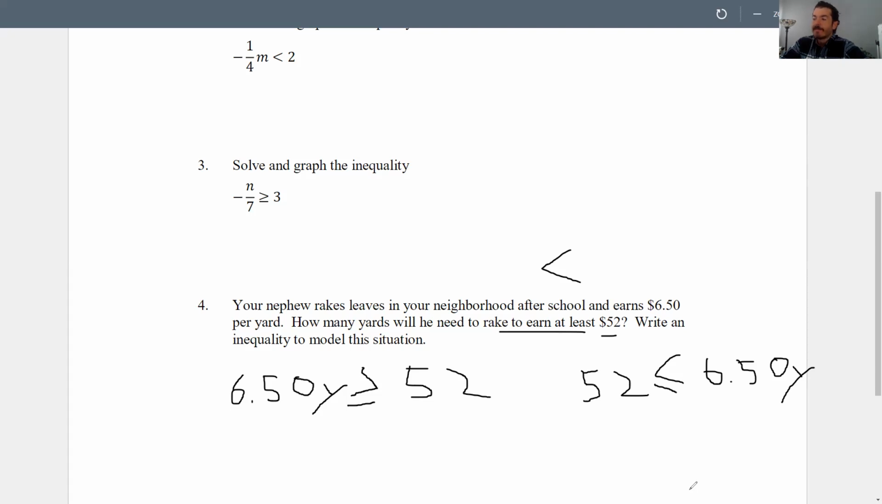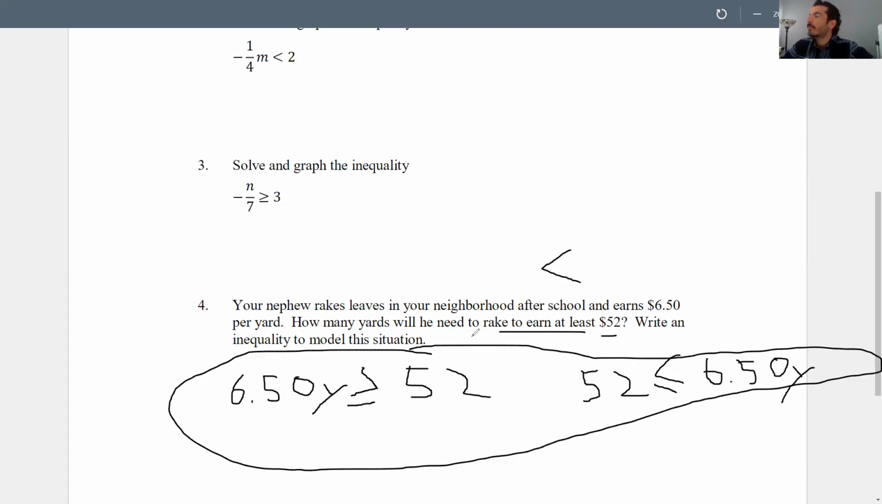Why am I saying that? Oh, the question's not necessarily asking you to solve it, though. It's asking for an inequality to model this situation. So I'll accept 6.50y is greater than or equal to 52. In fact, I almost think it's a preferable way to phrase it because it actually models what's going on, versus y is greater than or equal to 8, which is maybe a little bit less clear. But I would have to look at the answer key to see what they want. I'll certainly give you credit for either one of these solutions. Okay.